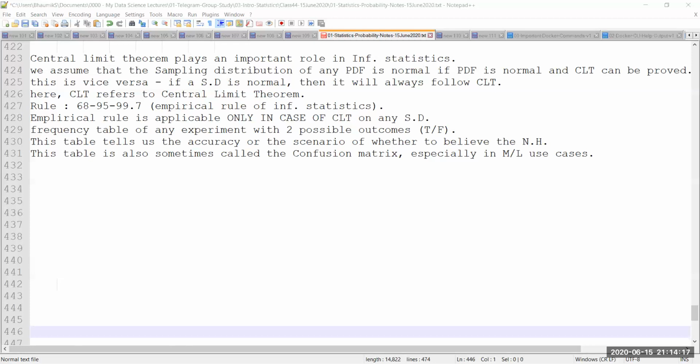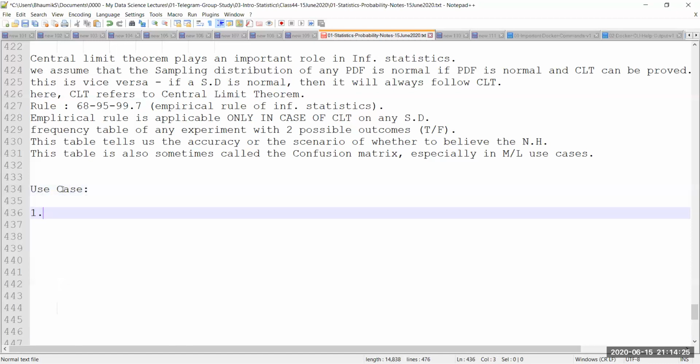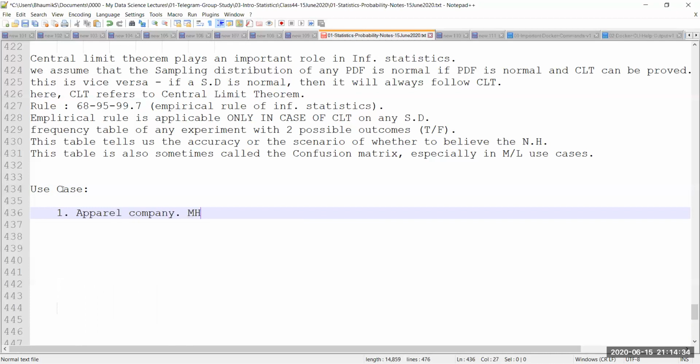I would like to know what is the mean income. Right. So let's say, this is my use case. I don't think we will be able to finish it because we have only 10 minutes left, but let's try to do that. So I have an apparel company and I am already in Maharashtra. Already in Maharashtra, want to launch in West Bengal.